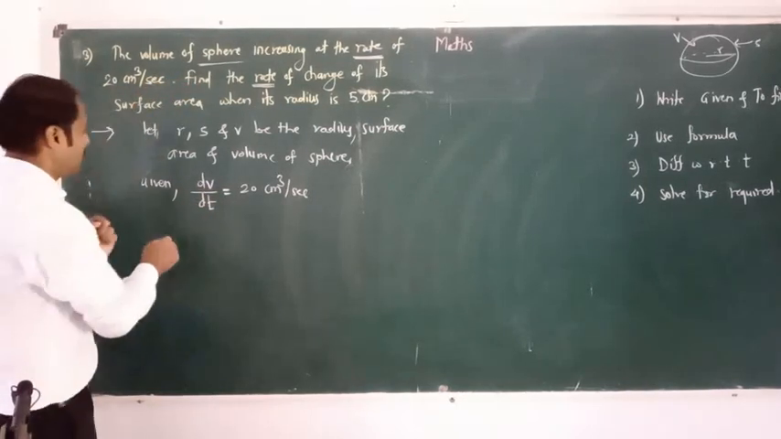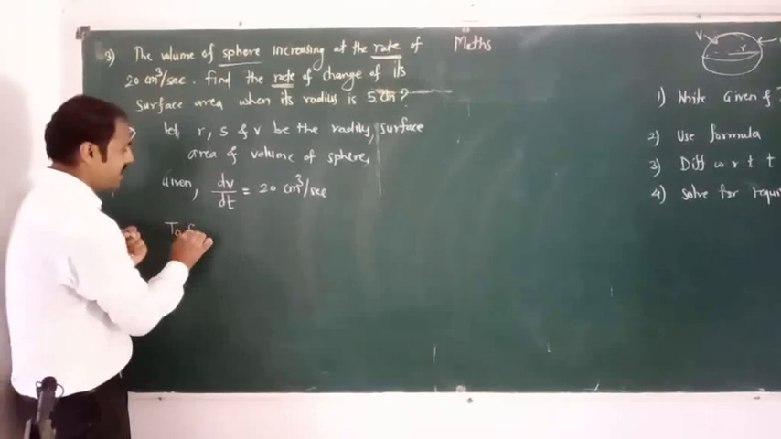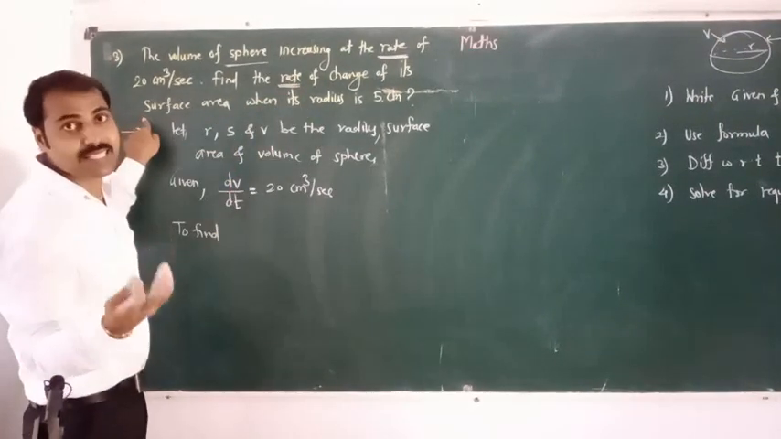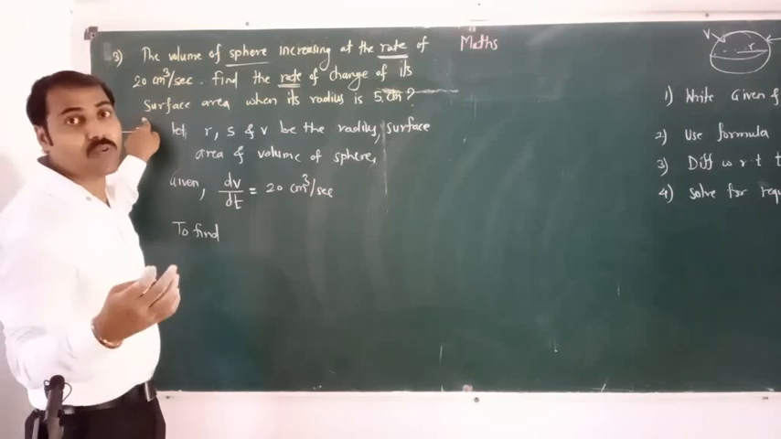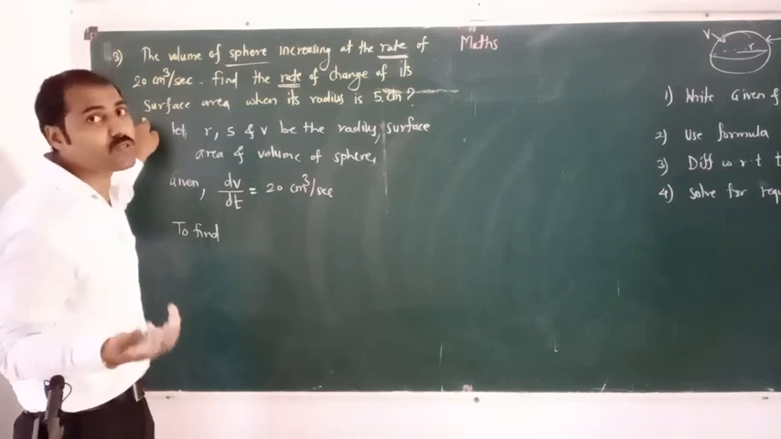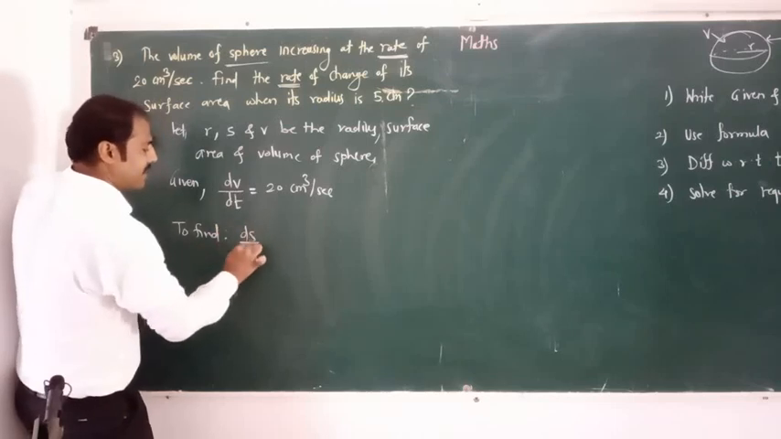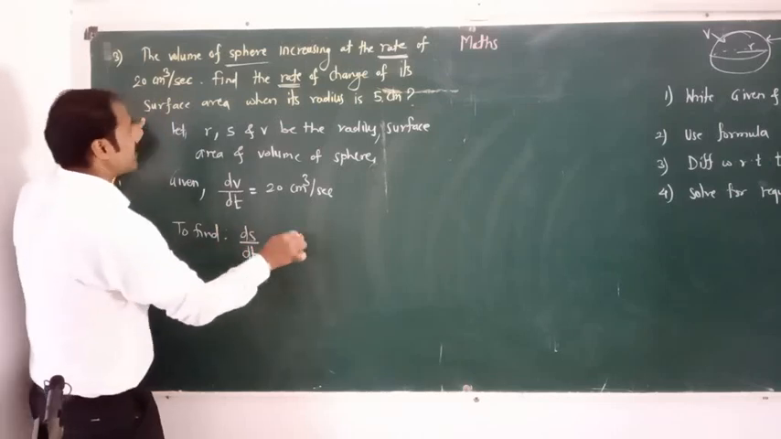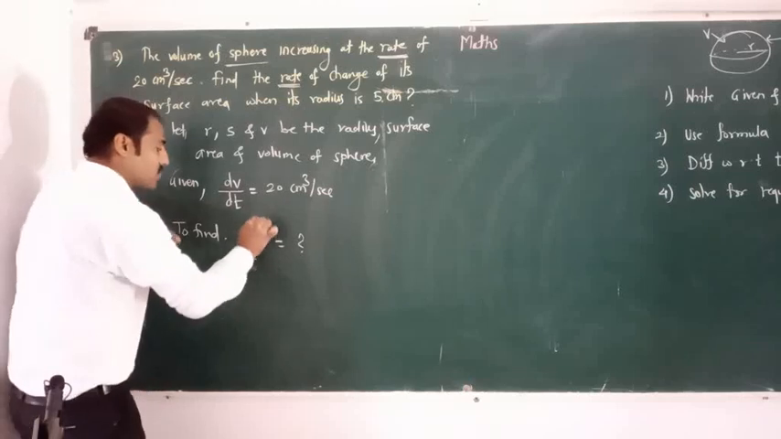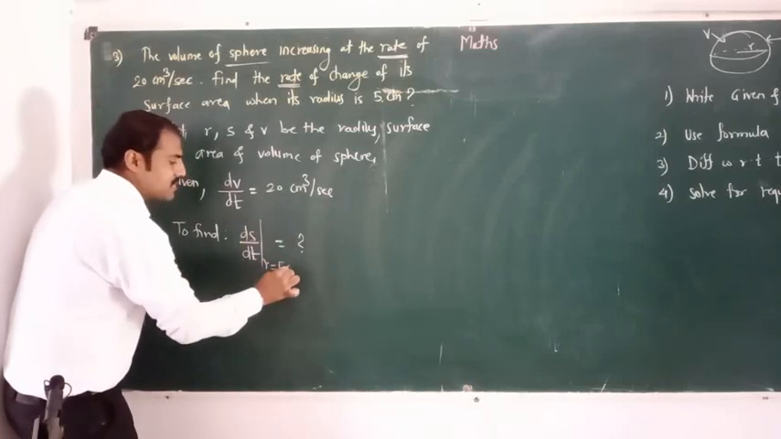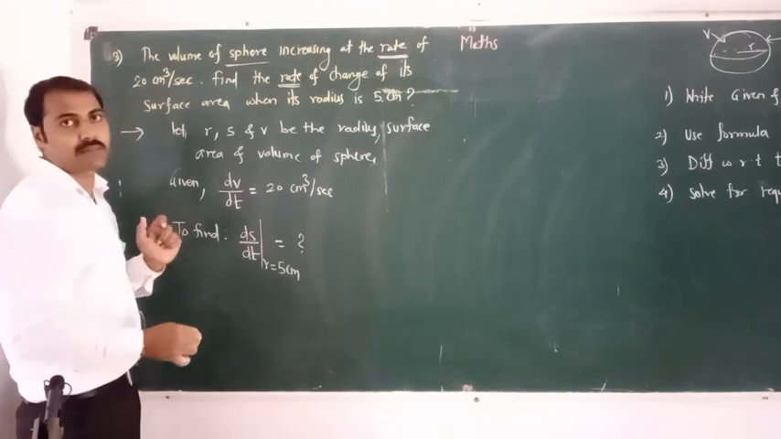Find. Now second, to find the rate of change of surface area. Yes, it's the surface area. Now rate of change of surface area means what? dS by dt is equal to question mark. When its radius is 5, that is, find dS by dt when the radius is 5 centimeter.